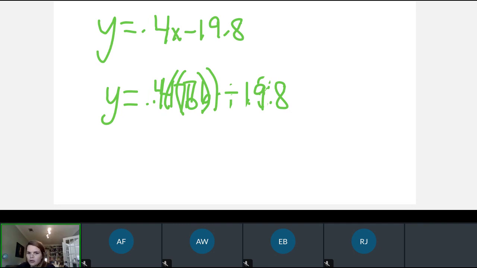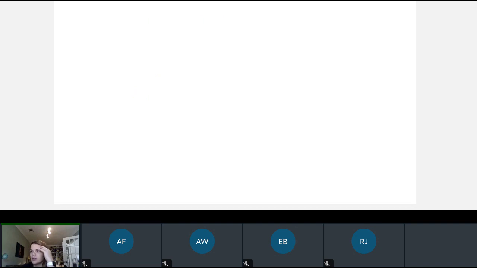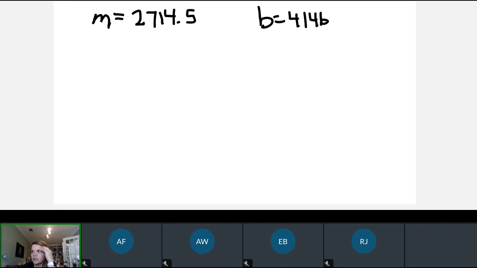Okay, good. Close. When you run it, you should get m equals 2714.5. That's your slope. And your y-intercept is 41461.5. Is that what you got? Okay. Check and see. It might be something as simple as typing in a number wrong.